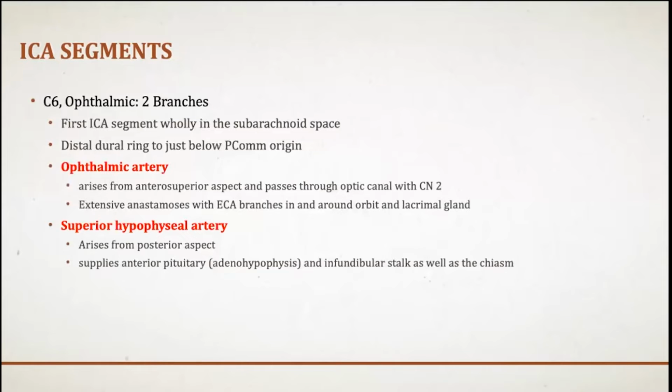It has two branches. So the big thing to remember about the ophthalmic segment of the ICA is that it is the first truly intradural segment of the carotid artery, and it goes from the distal dural ring to just below the origin of the PCOM. And it has two major branches: the ophthalmic artery, which supplies the retina. The ophthalmic artery arises from the anterior-superior aspect of the vessel and passes through the optic canal with the optic nerve. The ophthalmic artery has extensive anastomosis with the external carotid artery branches.